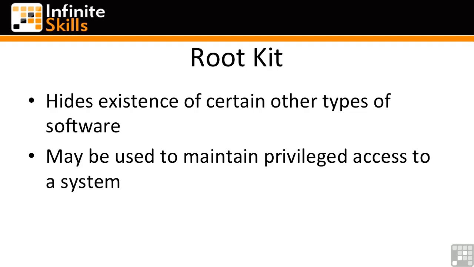And now we've got rootkits. A rootkit is going to go hand in hand probably with some other type of malware, because its reason for being is to hide the existence of certain other types of software. A rootkit is there simply to make the work of another piece of malware possible. It may also be used to maintain privileged access to a system, and that may be through a backdoor. So lots of different types of malware, and we're going to go into some more details on what they do and how they work in subsequent lessons.